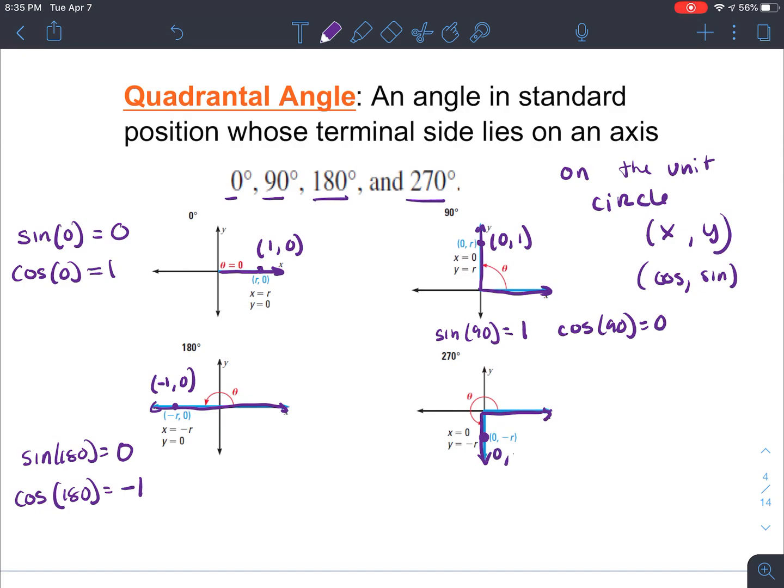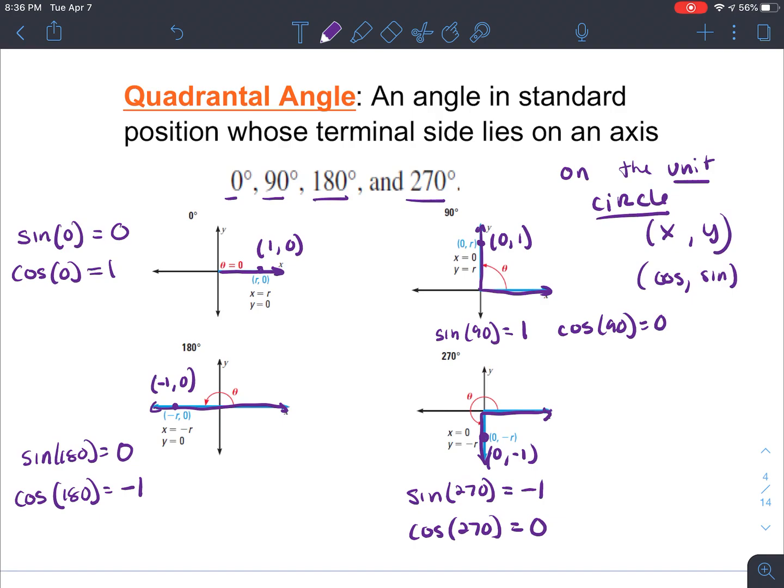And last but not least, 270. We have 0, comma negative 1 as the point we would intersect on the unit circle. So that means my sine of 270 is going to be equal to negative 1. And my cosine of 270 is going to be equal to 0. Okay, so these are special angles that have special calculations. They're all a combination of 1, 0, or negative 1 when we are on the unit circle.